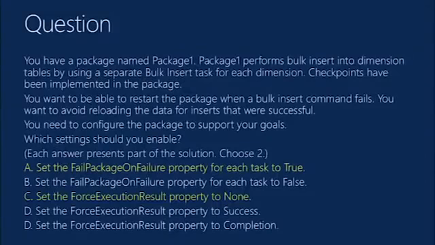Force execution result property to none, because if you set that to failure, you would be forcing it to fail, which is obviously not something we do to set checkpoints. That's something we do generally for testing. You might use that to test a checkpoint, but not in production when you're actually executing the package. So, if we want to see that again real quick, there we go. Yep, so true and none.